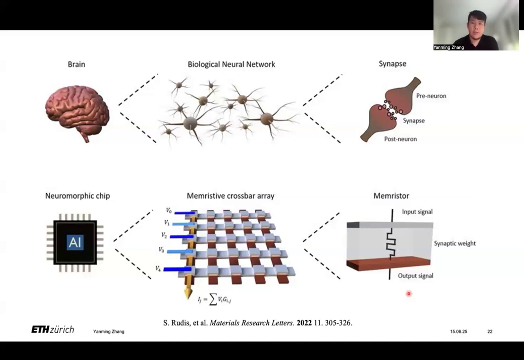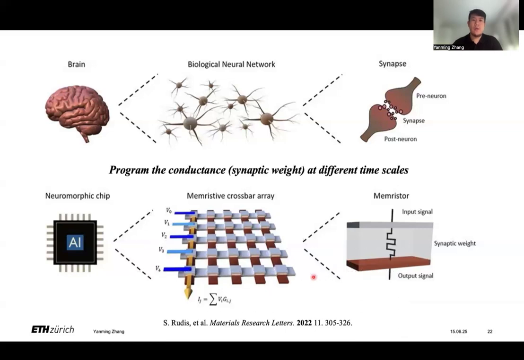Another thing is, compared to the biological timescale, which is usually in milliseconds and pretty slow, with our CMOS-compatible neuromorphic hardware, we can do the resistive switching at a much faster timescale, down to nanoseconds or even picoseconds. So here the aim is to program the conductance or synaptic weight at different timescales.